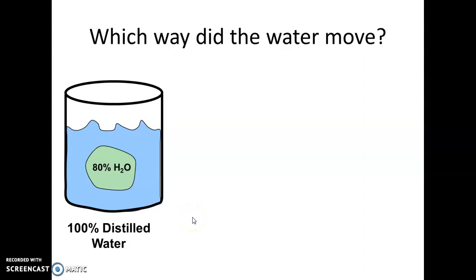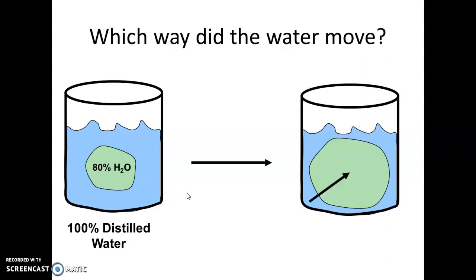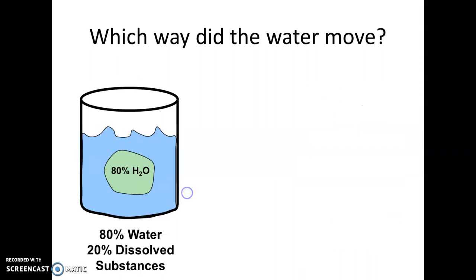Let's take a look at some specific examples of osmosis. Here we have a cell that's 80% water, and it's in an environment that's 100% water. Remember that water is going to move from an area of higher concentration to lower concentration, so that means the water is going to move into the cell. That's going to cause our cell to swell, and it might even burst.